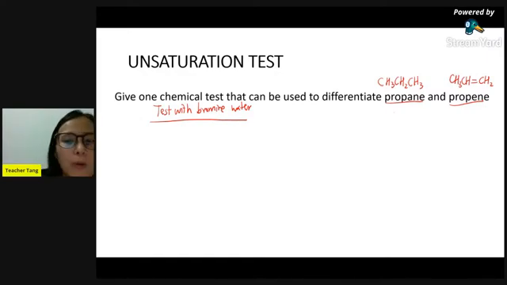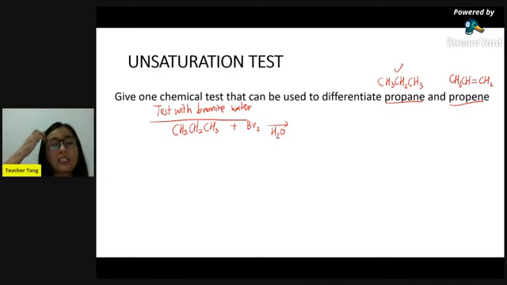Okay, and propene. So write for propane first. So if it is bromine water, my reagent is bromine, the solvent is water. So this is an alkane. Remember, if an alkane wants to react with bromine, it cannot be in water. It needs an inert solvent and also the presence of UV. But for this one, there is no UV light or heating. So it will not react with bromine.